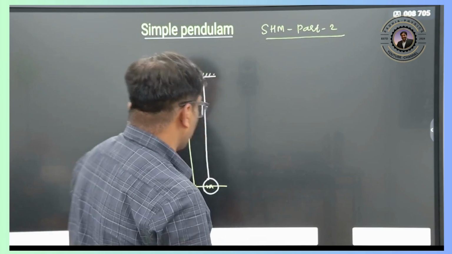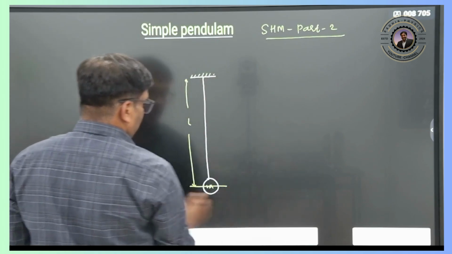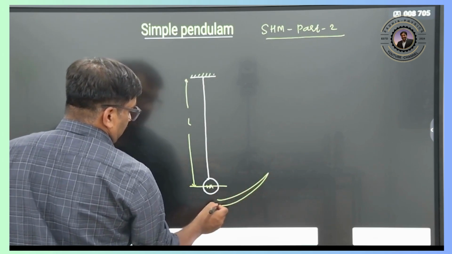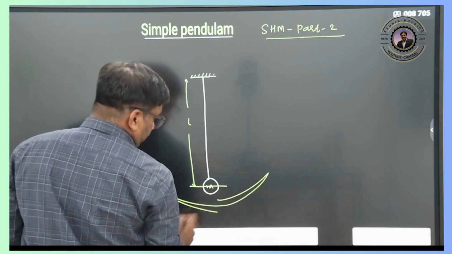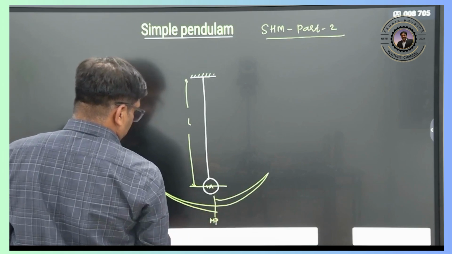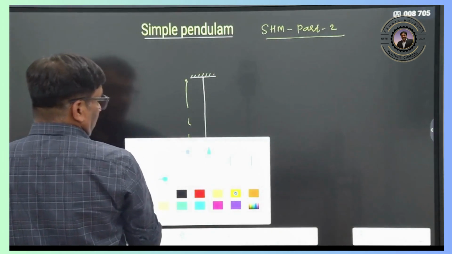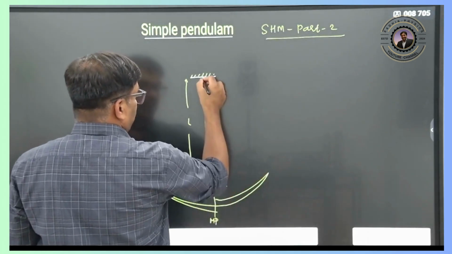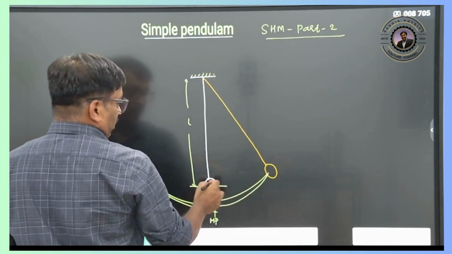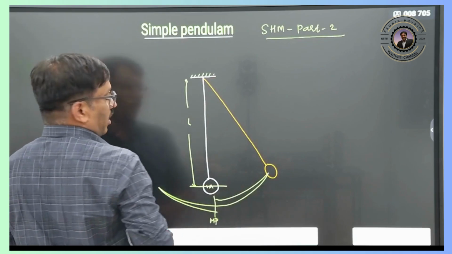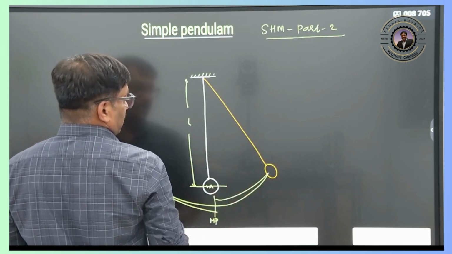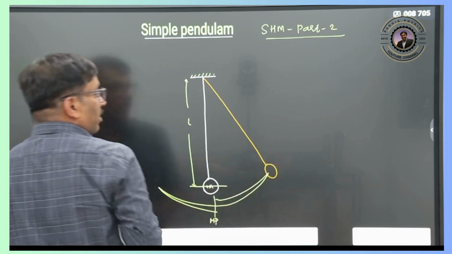Clear? Now we will make it oscillate. This is the mean position, and these are the extreme positions. When I take the bob to the extreme position, the displacement from the mean position to here is the amplitude. Now we release it, and it comes back.